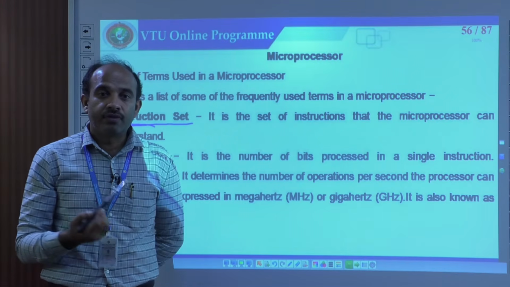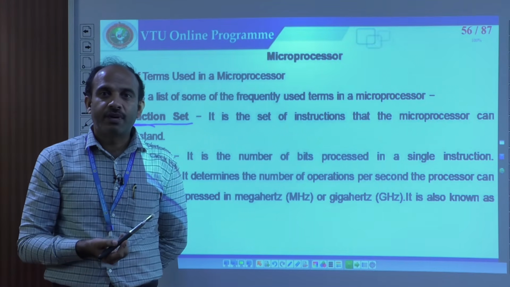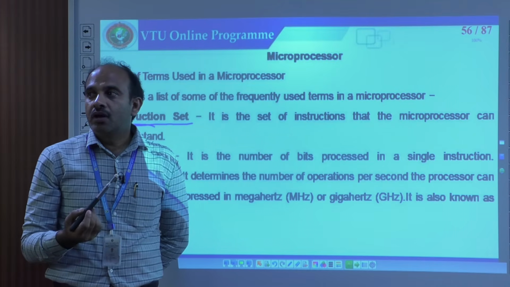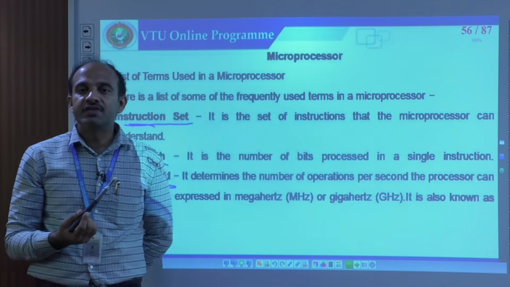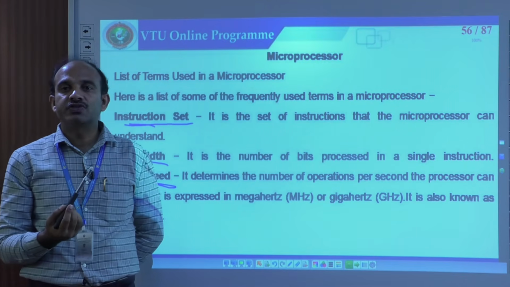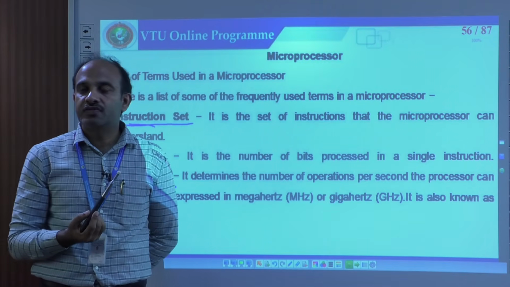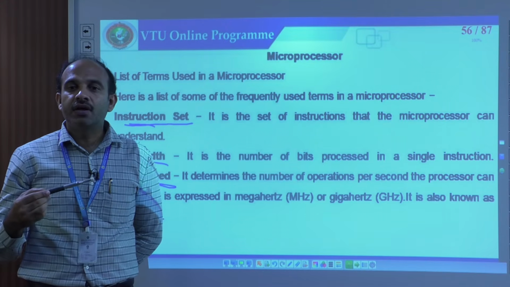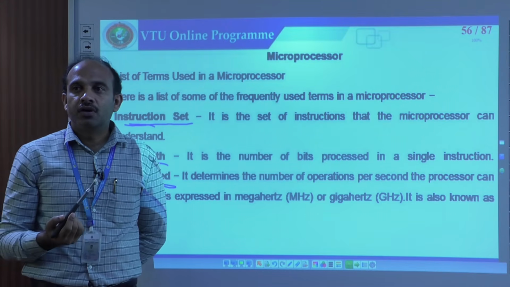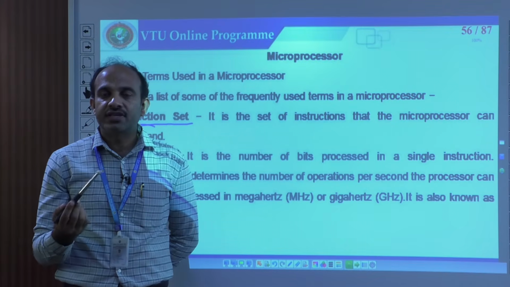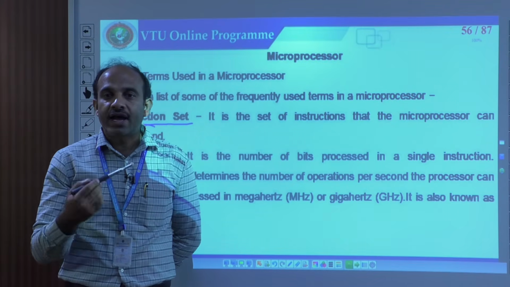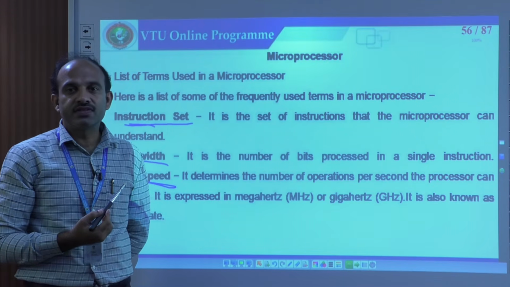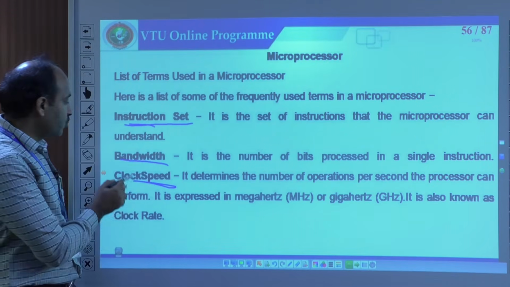Whenever we are talking about the internet, there is bandwidth. What is the bandwidth? It is actually the number of bits processed in a single instruction. If you take one instruction, how many bits, you know what a bit is, right? It is either 0 or 1. So the number of bits processed in a single instruction is what we mean by bandwidth.